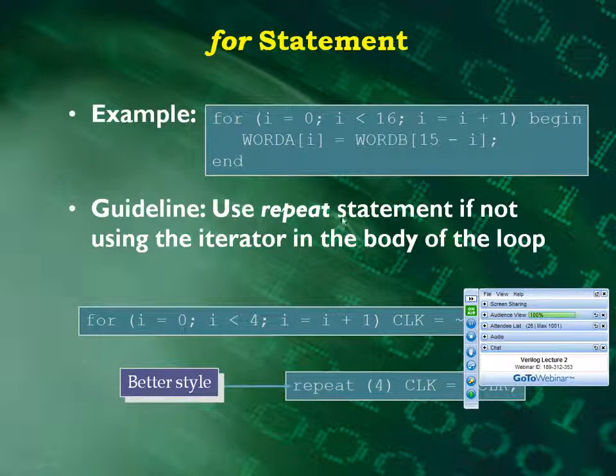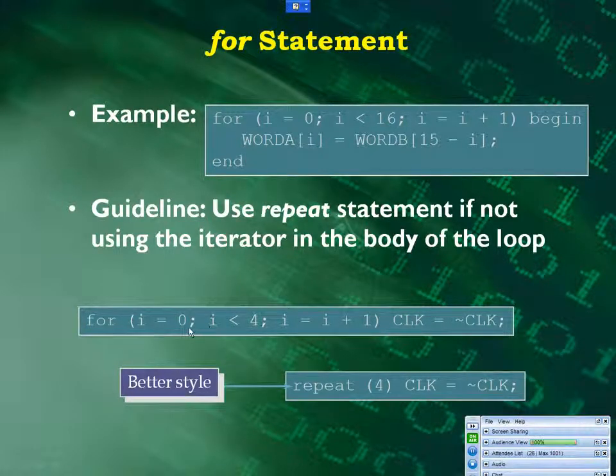And one guideline is to use a repeat statement if not using the iterator in the body of the loop. Now in this case right here, the iterator I is used in the body of the loop, so you couldn't use a repeat statement here. But now in this next example, we said for I equals 0, I less than 4, I equals I plus 1, we're just going to toggle this clock signal back and forth. So you may as well use a repeat because the I value is not used anywhere in the statements. So that's a better style.